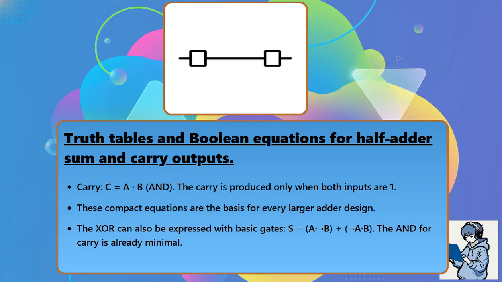The exclusive OR can also be expressed with basic gates. S equals A AND NOT B, OR NOT A AND B. The AND for carry is already minimal.